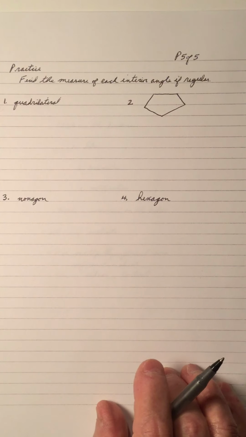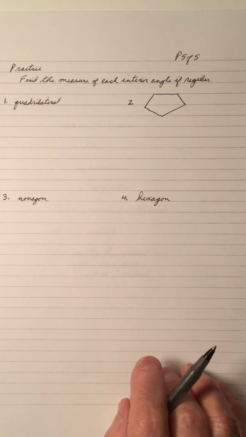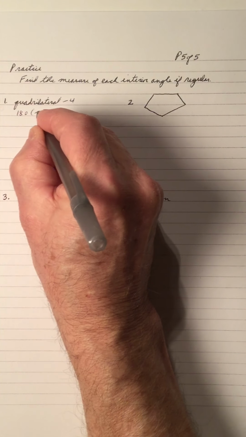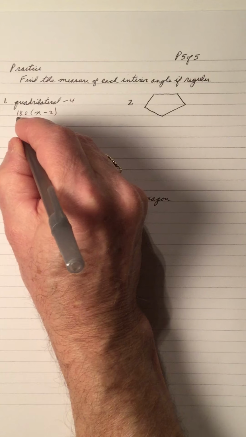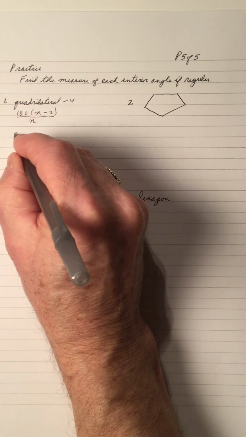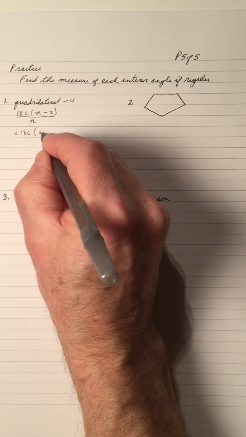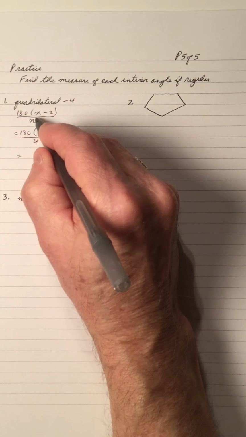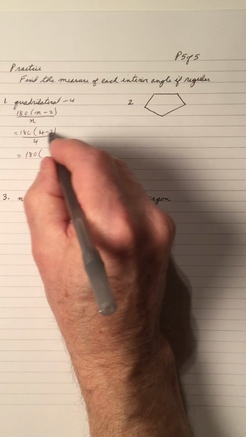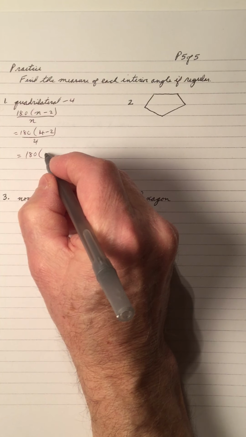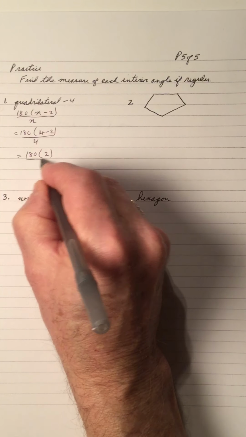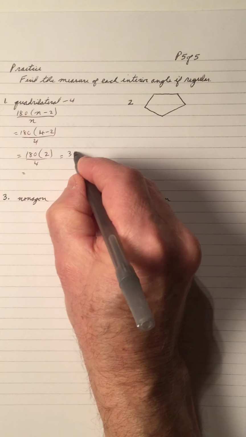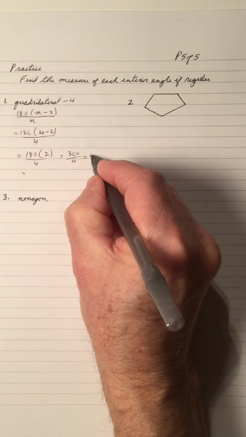Now you practice, pause your video, and work these out. Here we go. Quadrilateral, 4 sides. The formula is 180 times (n minus 2), that's the sum of the interior angles, divided by the number of angles. So 180 times (4 minus 2) divided by 4. Notice I substitute 4 in place of n. I work out my brackets first because of PEMDAS. I have to work the inside of the brackets first in math. Then I multiply to get 360 and divide by 4 to get 90.